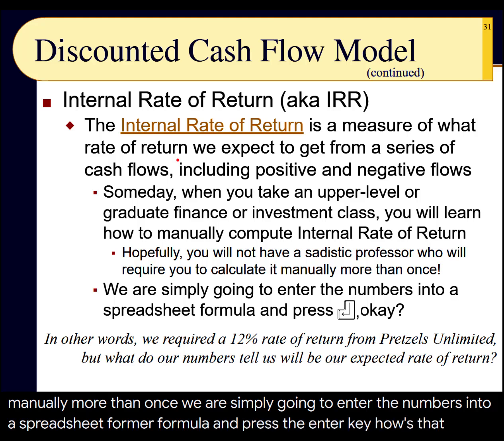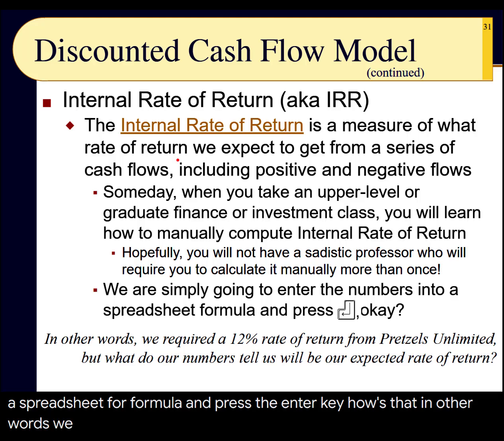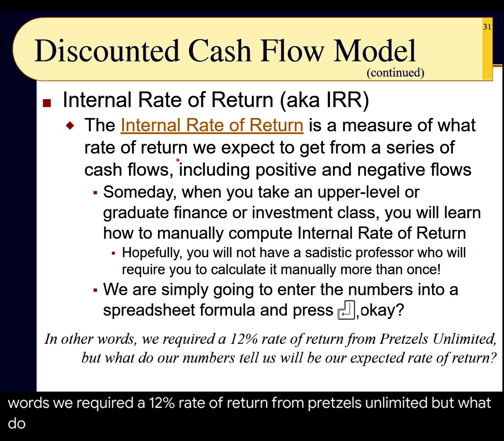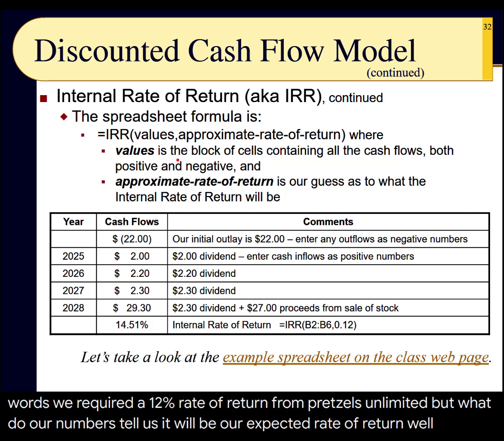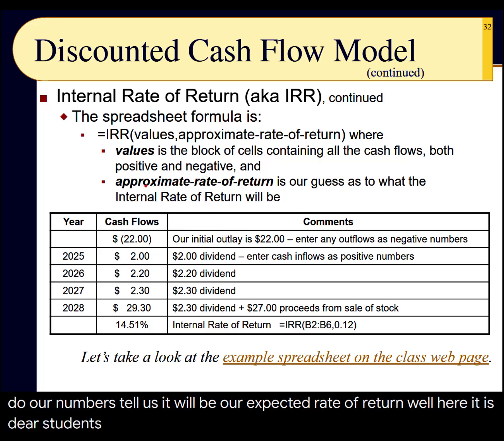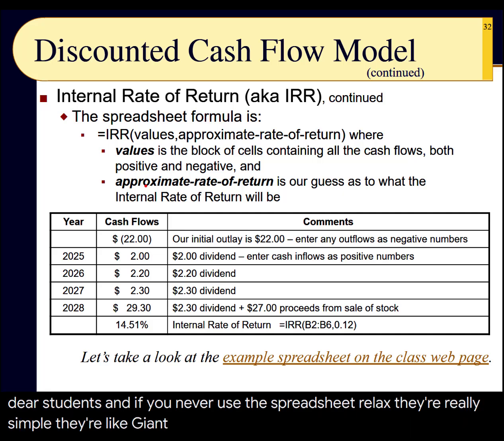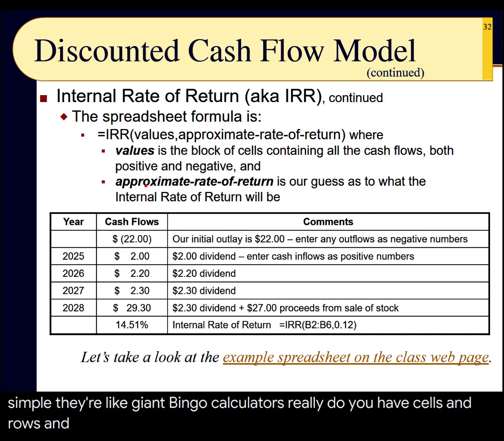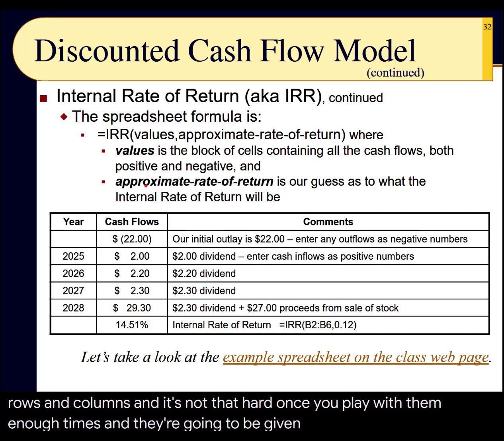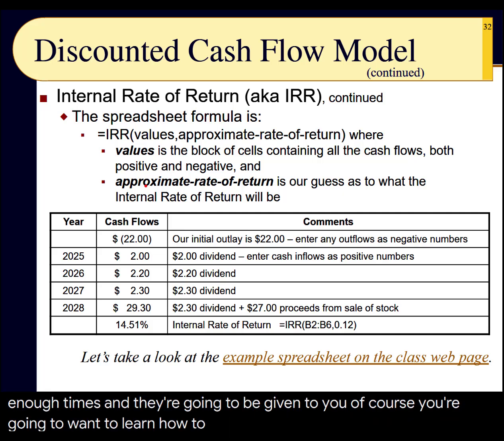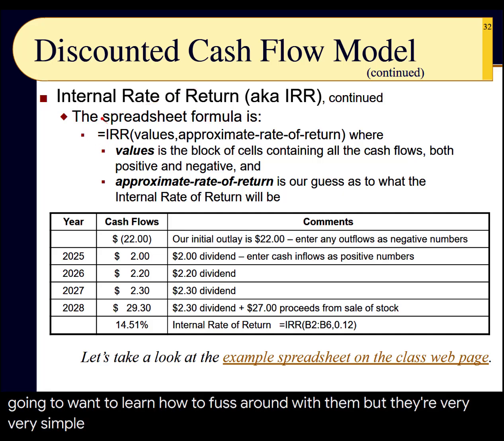How's that? In other words, we required a 12% rate of return from Pretzels Unlimited. But what do our numbers tell us will be our expected rate of return? Well, here it is, dear students. And if you've never used a spreadsheet, relax. They're really simple. They're like giant bingo calculators. Really, you have cells and rows and columns, and it's not that hard. Once you play with them enough times, and they're going to be given to you. And of course, you're going to want to learn how to futz around with them, but they're very, very simple.